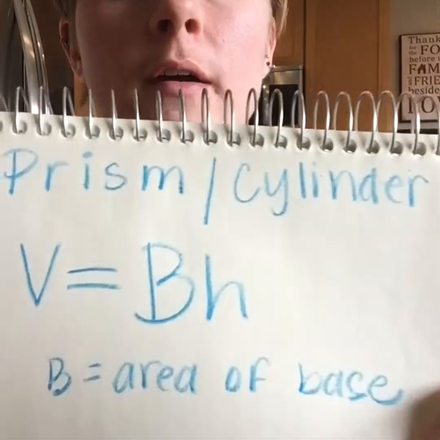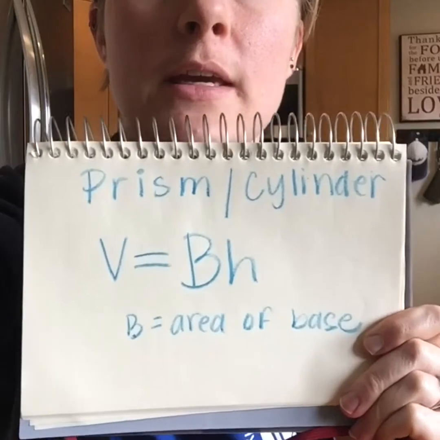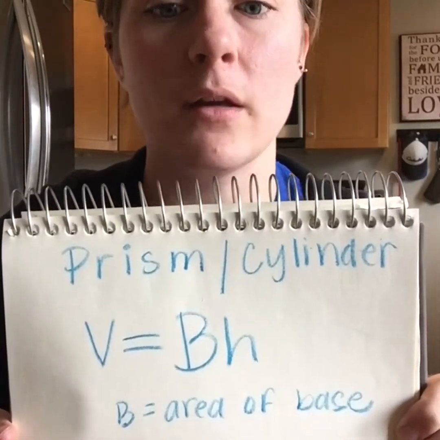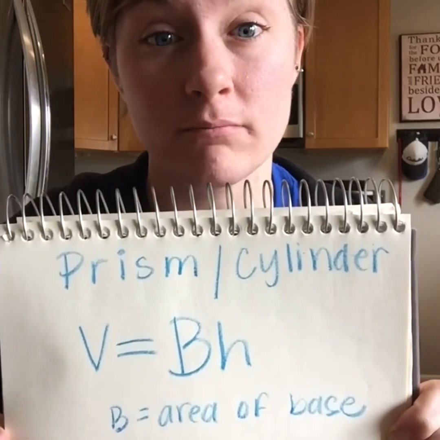Okay, so the formula, and this might be backwards, I will post a picture of it later. The formula for prisms and cylinders is all the same. It's going to be capital B, H, where capital B is the area of the base. It's not just the base, okay?